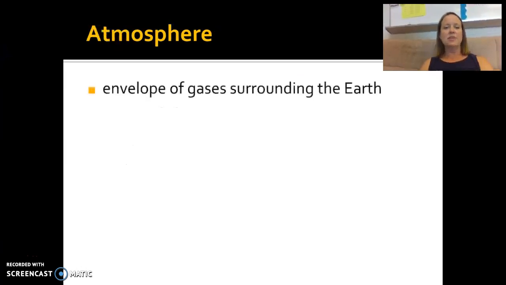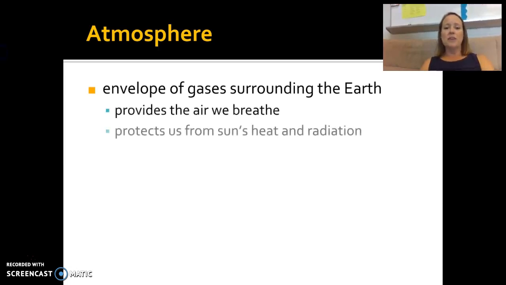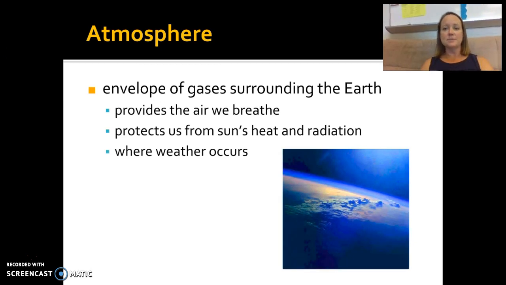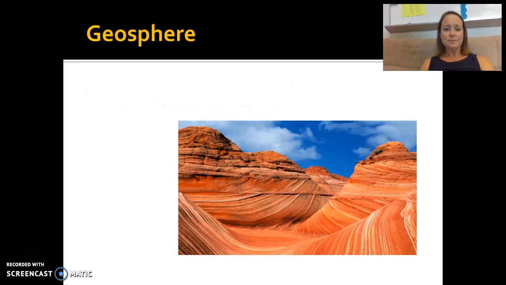The atmosphere is the envelope of gases that surround the Earth. Not only does it provide the air that we breathe, but it protects us from the sun's heat and radiation. The ozone layer that's in the stratosphere, the second layer of the atmosphere from the Earth, absorbs UV radiation and keeps some of those harmful rays from reaching the surface. Atmosphere is also where weather occurs.